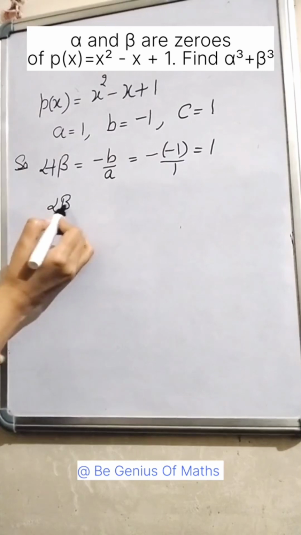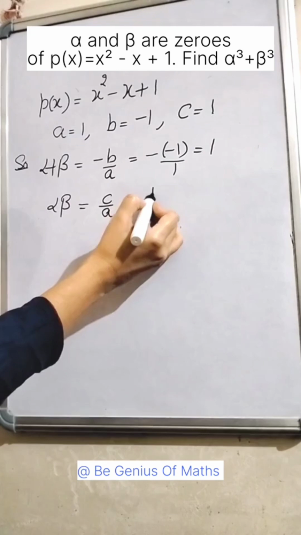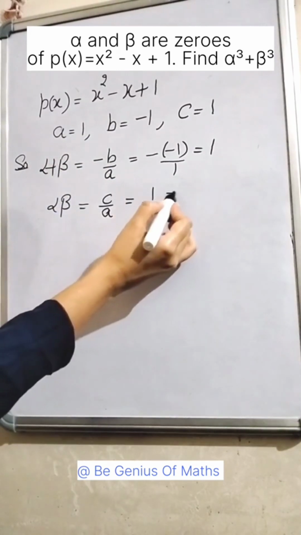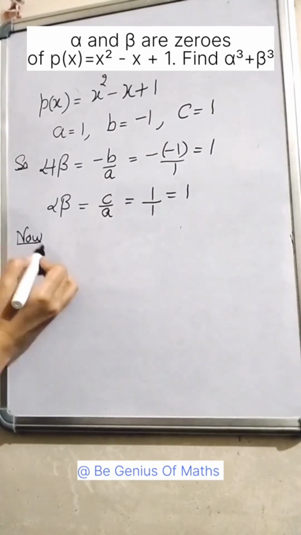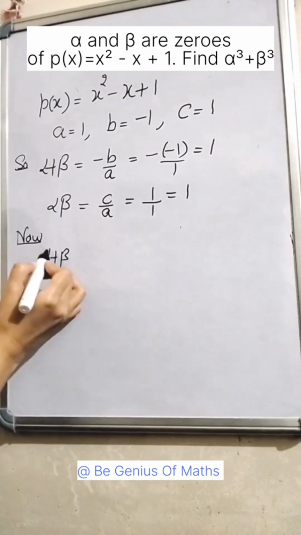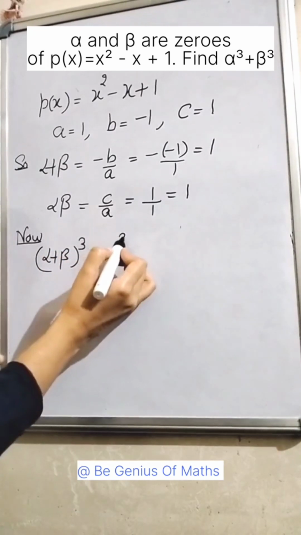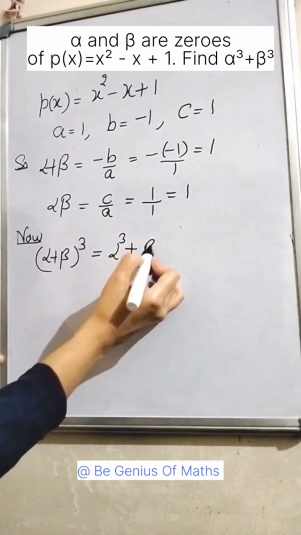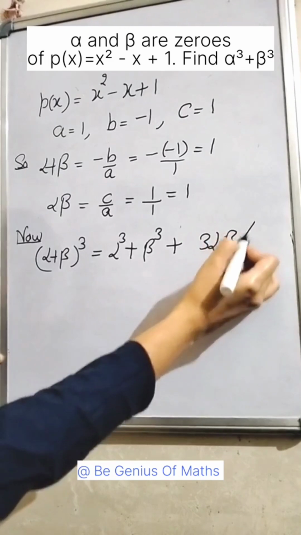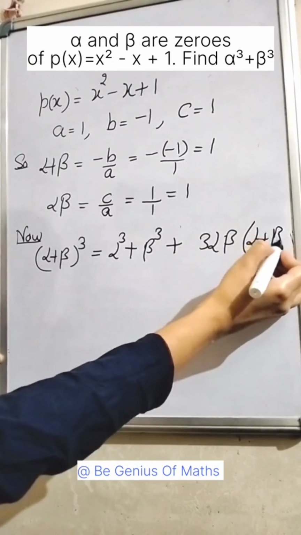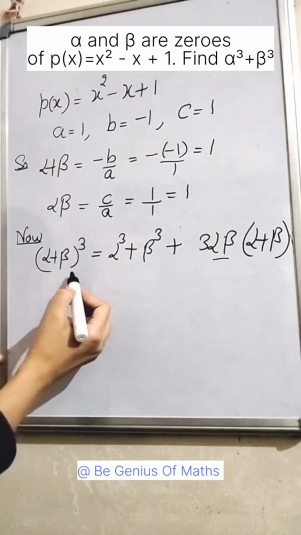Alpha into beta is equal to c by a. The value of c is 1 and the value of a is again 1. 1 by 1 is 1. Now we apply the formula of alpha plus beta cube. Alpha plus beta whole cube is equal to alpha cube plus beta cube plus 3 alpha beta into alpha plus beta. Now we put the values of alpha plus beta and alpha into beta.